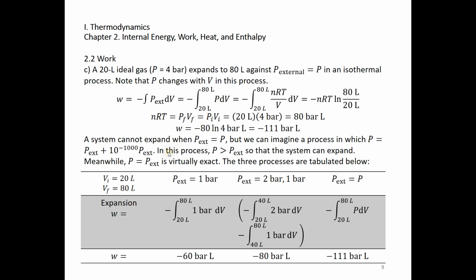Now we have worked on 3 numerical examples. If we have just one step process, P external equals 1 bar, we get negative 60. If P external is equal to 2 bar in the first step, 1 bar in the second step, we get negative 80. We can set P external to be P in this entire process, and then we get negative 111 bar liters. And later we'll see this is the maximum amount of work that can be done by the system given the same initial and final states.